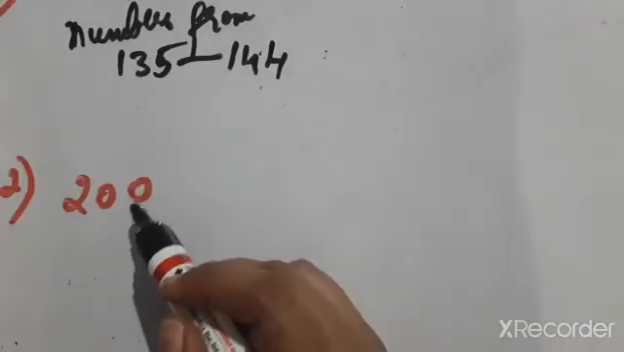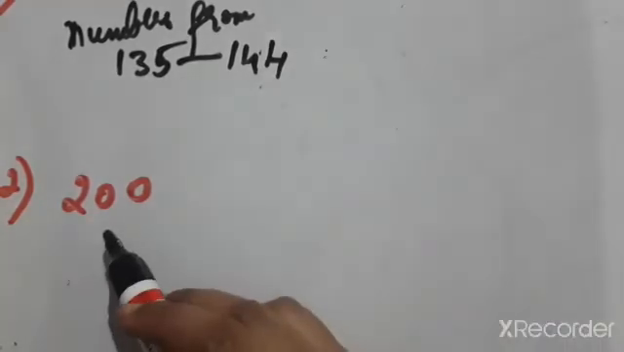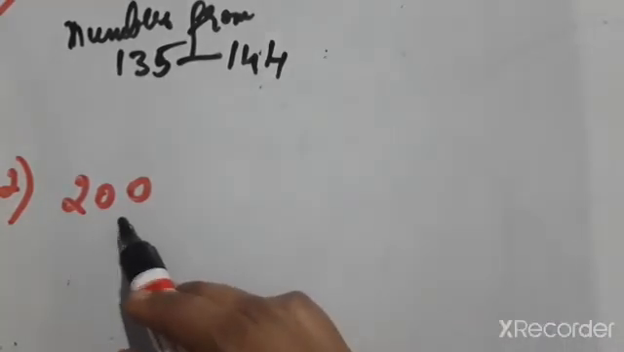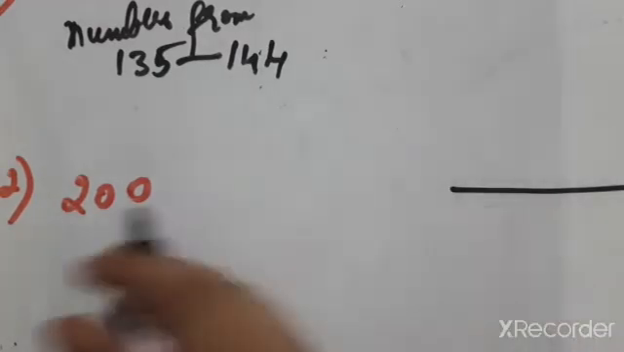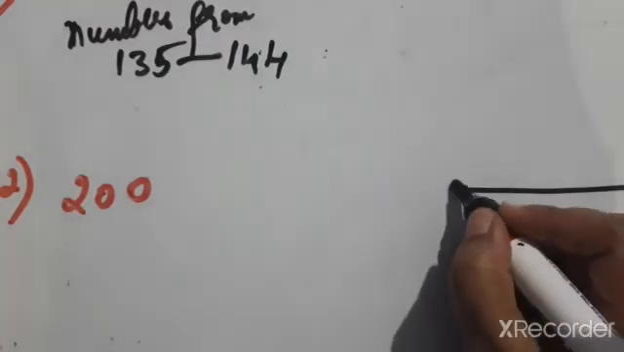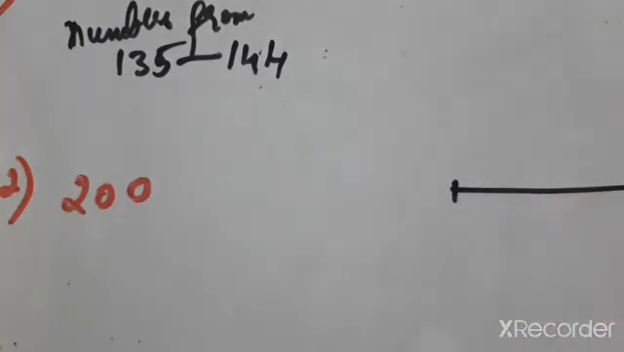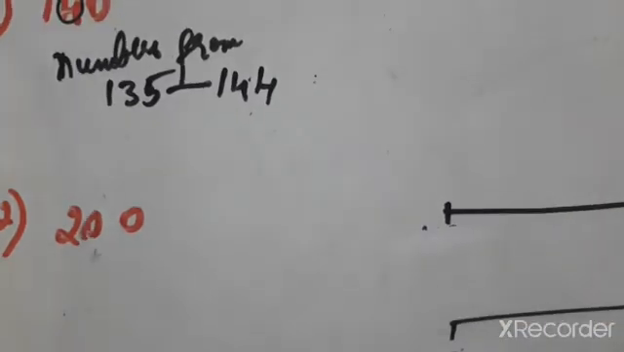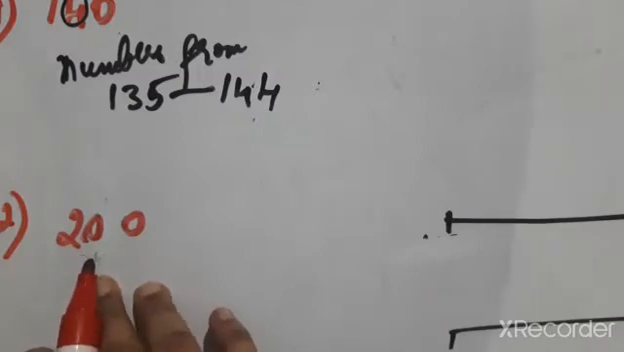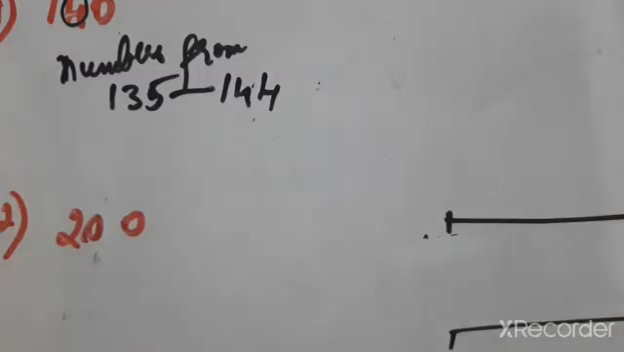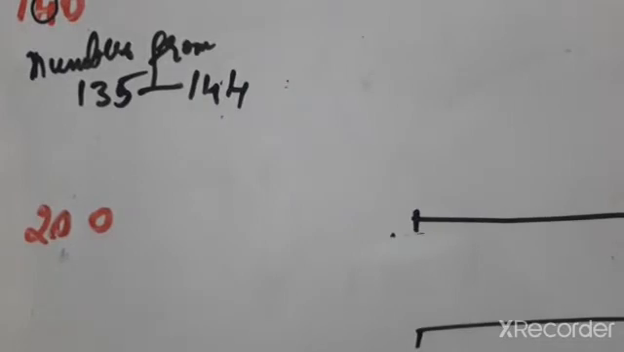Now second question, what number can be rounded to the nearest tens? 200 is given. So here the question is given. Now we have to find the numbers. Which numbers can be rounded to 200? So now we have to check which numbers can be rounded to 200. The answer is given. Now we have to check which numbers can be rounded to 200.